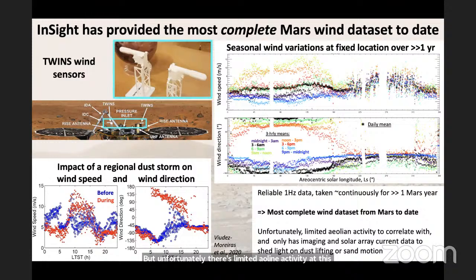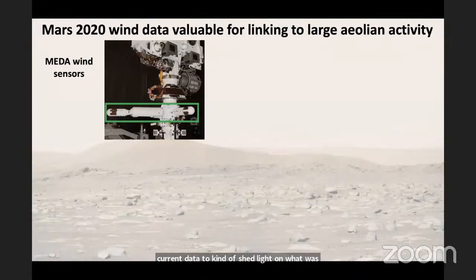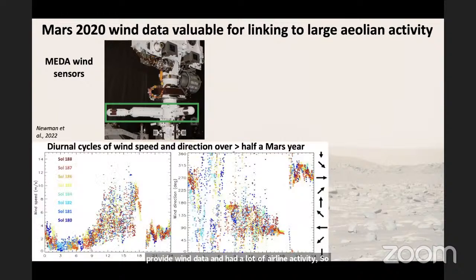And so we only really have imaging and some solar array current data to kind of shed light on what was happening in terms of dust lifting or sand motion. The most recent NASA rover, Mars 2020, was able to provide wind data and had a lot of aeolian activity, so it's very valuable for that reason.